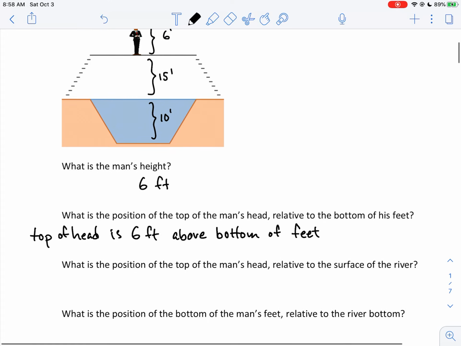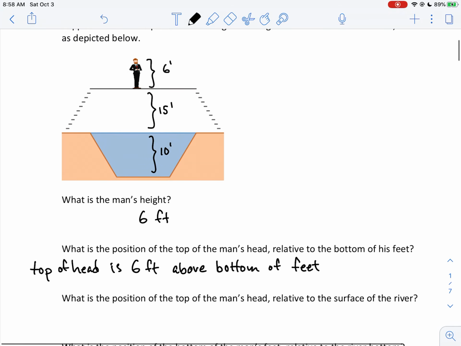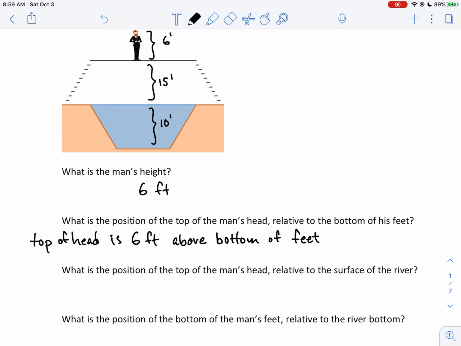Let's answer the next one. What is the position of the top of the man's head relative to the surface of the river? So here we're asking for, effectively, how many feet from the top of his head down to the river. So we'd want to combine the 6 feet and 15 feet, and we would say 21 feet. So I'm just going to abbreviate, but in your notes you should probably fill these out in complete sentences. Head is 21 feet above the river level, or the water level. We'll just say above the river.